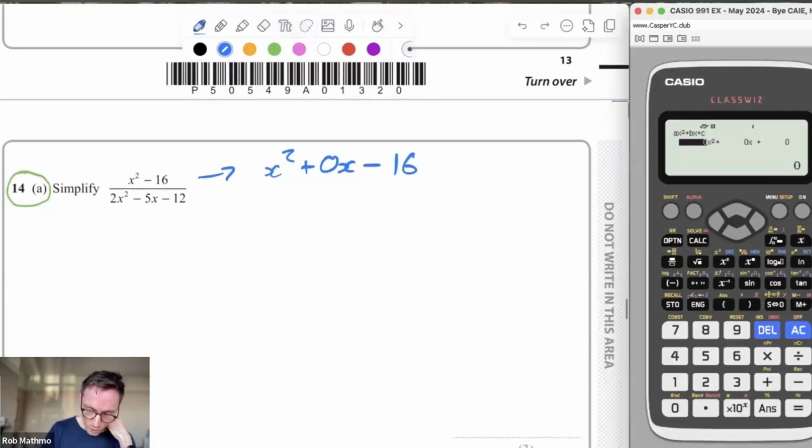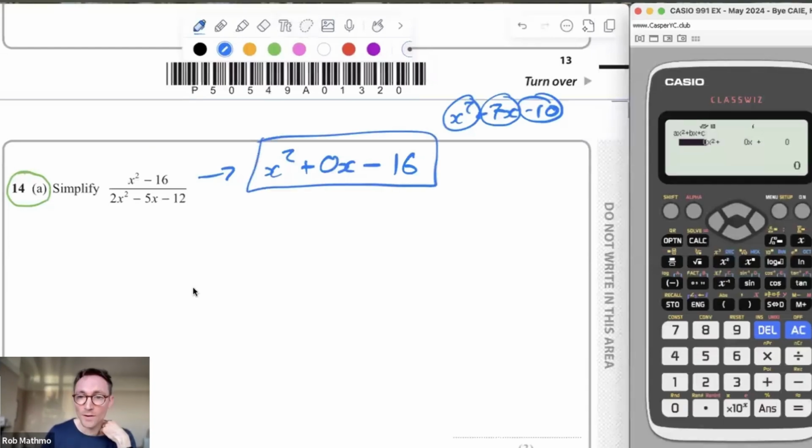So on a normal quadratic, you'd have something like x squared plus 7x minus 10 or something. You'd have some x squared terms, some x terms, and then some numbers. But here you don't have any x terms in the middle. But if you type this into your calculator, right?